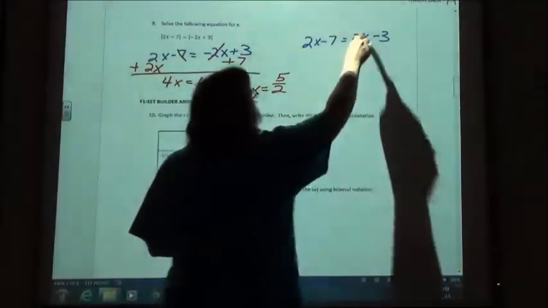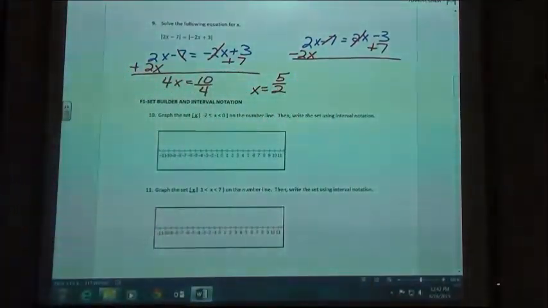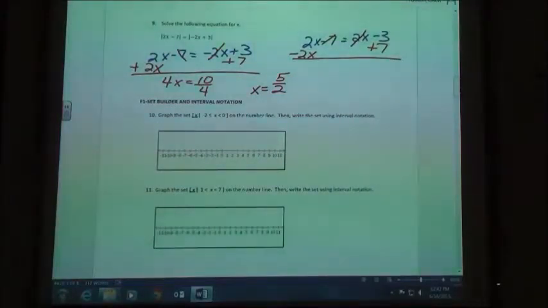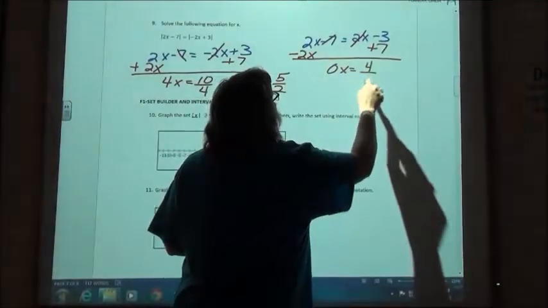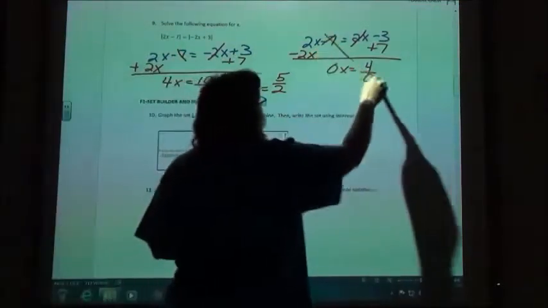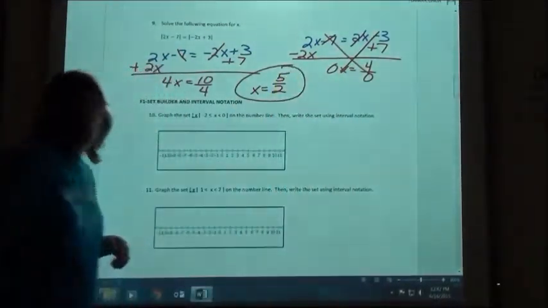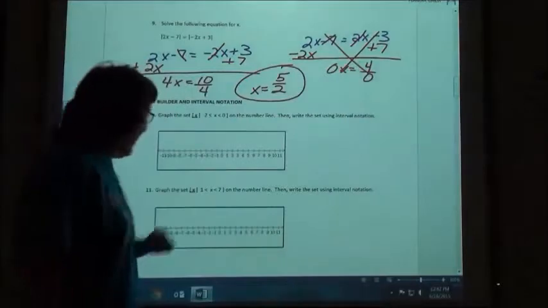On my second one, I'm going to minus my 2x and add my 7, and what am I going to get? 0x equals 4. And what happens when you do 4 divided by 0? It's not 0. It's a math error. It's undefined. So in other words, this would give you a no solution. So in this case, instead of getting 2 answers, you're just going to have the 1 answer. You'll just enter in the 5 halves that we got in the first problem. So that will happen on occasion, where you have one where you get 0 x's and get something that's undefined.